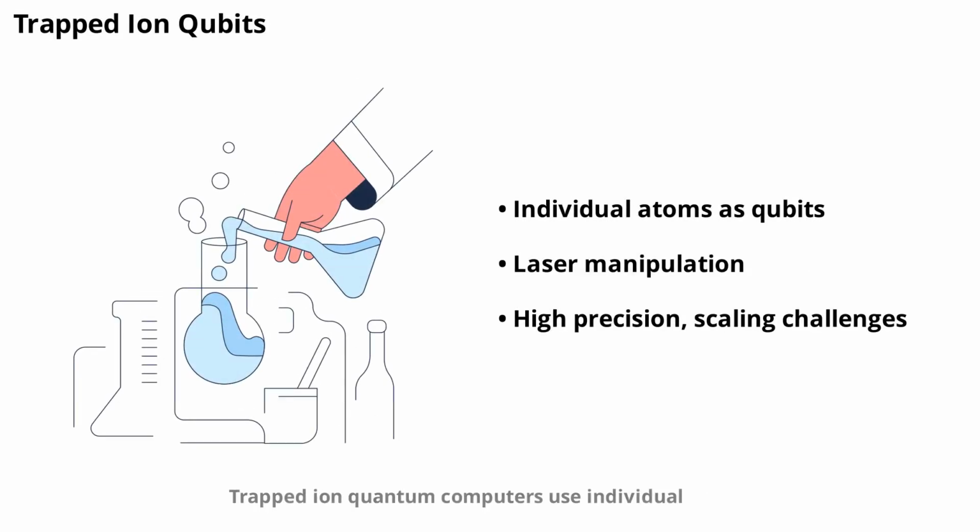Trapped ion quantum computers use individual atoms suspended in electromagnetic fields as qubits. Lasers are used to manipulate and read out their quantum states. This approach offers high precision and long coherence times, but scaling up to large numbers of qubits is technically challenging.